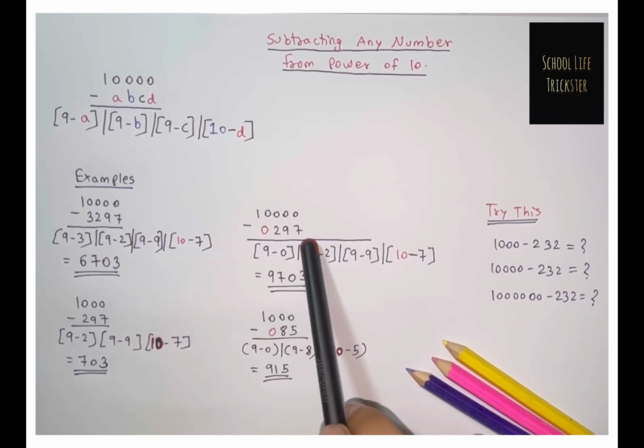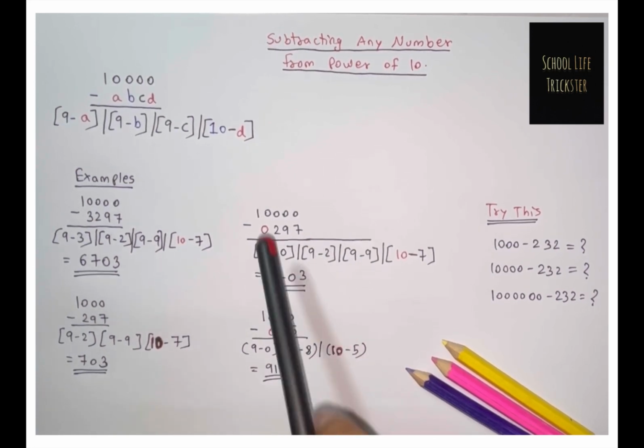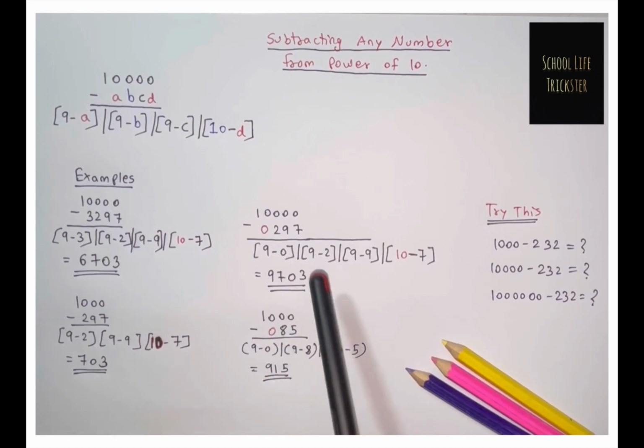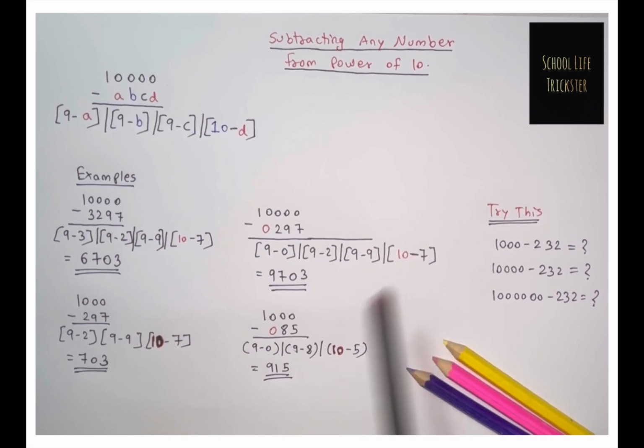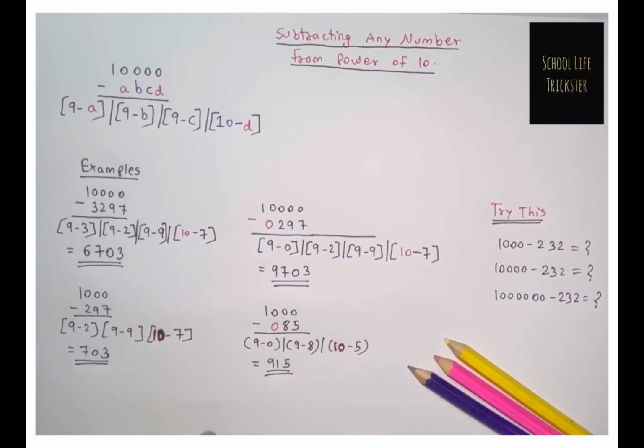Over here 10,000 minus 297. But here the number to be subtracted is 297. That is 3 digits and the power of 10 has 4. So add 0 over here. So now the answer will be 9 minus 0, 9 minus 2, 9 minus 9, 10 minus 7. So 9703.